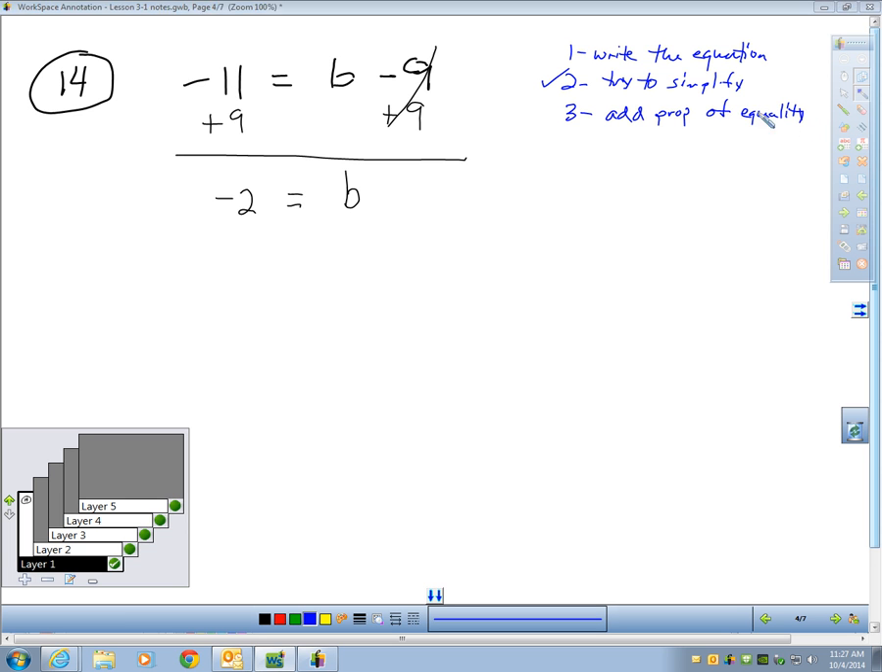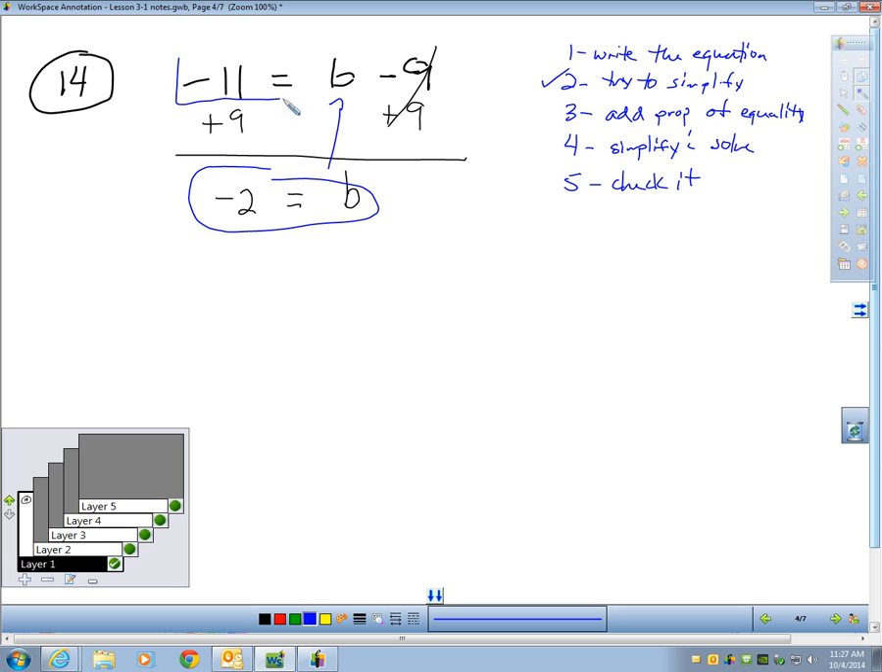Okay. Step 4, I simplified and solved. And step 5, I need to check this thing. Let's check it. Okay, let's see if that actually works. Well, if I take negative 2 and replace it up here, negative 2 minus 9 does work out to negative 11. These two equations are equivalent. They ought to be equivalent if I'm doing my work right. Okay?